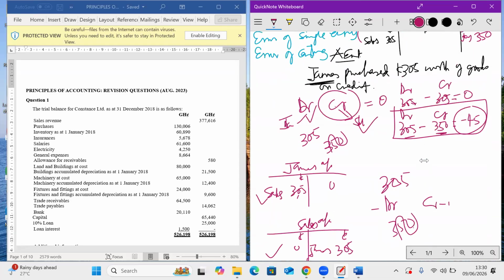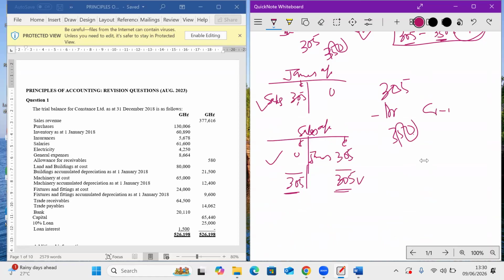Now, the next error is error of single entry. In accounting, we do double entry in two or more accounts. But here, assuming the transaction was recorded for only James and the sales one wasn't done, have I completed the double entry rule? No. So when I say check whether it affects or does not affect, you quickly write the two accounts like that and say that the total debit, James has 305, sales has 0. So the total here is 305. Then on the credit side, James has 0, sales has 0. So the total is 0.